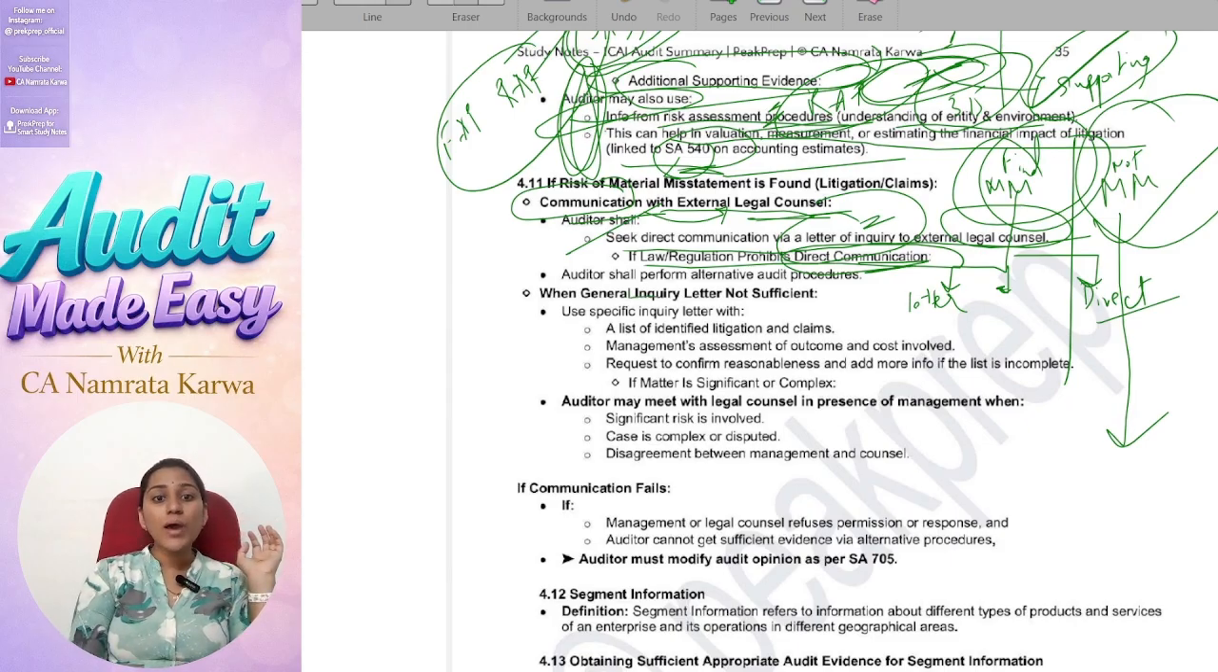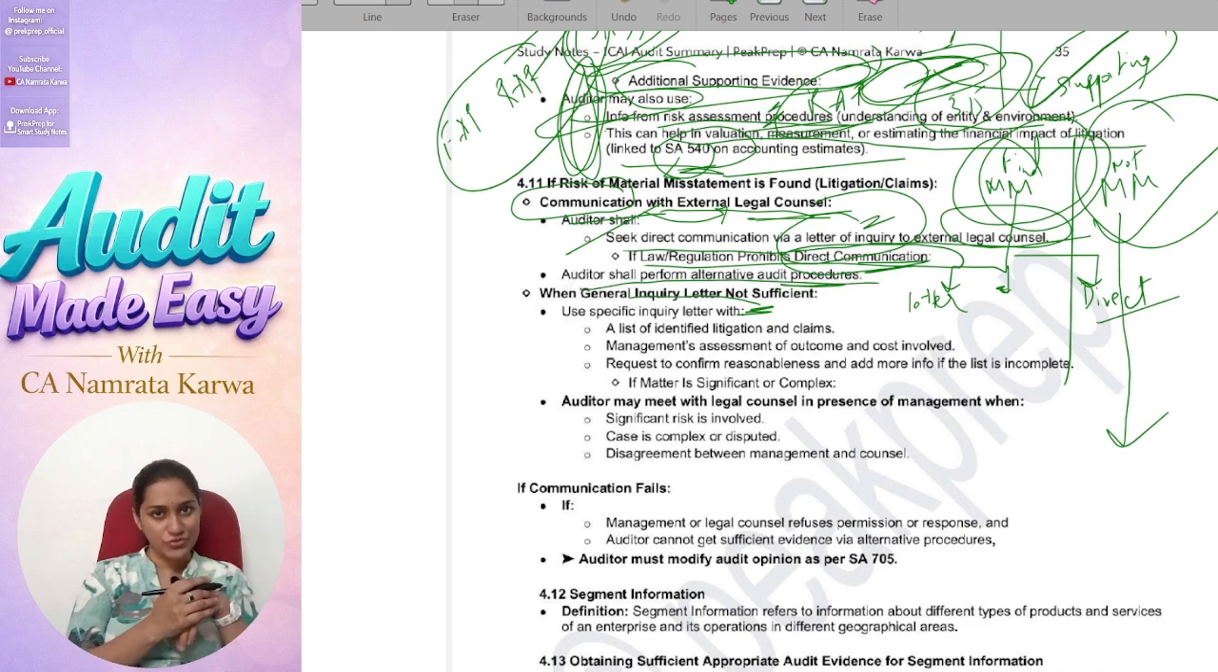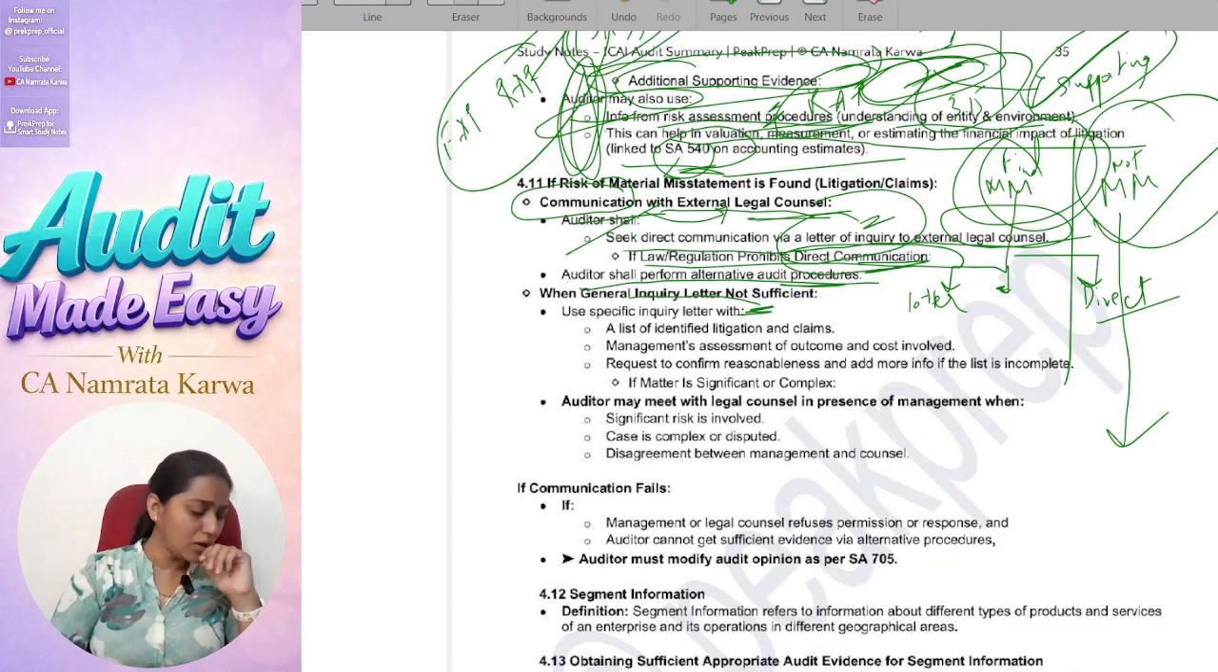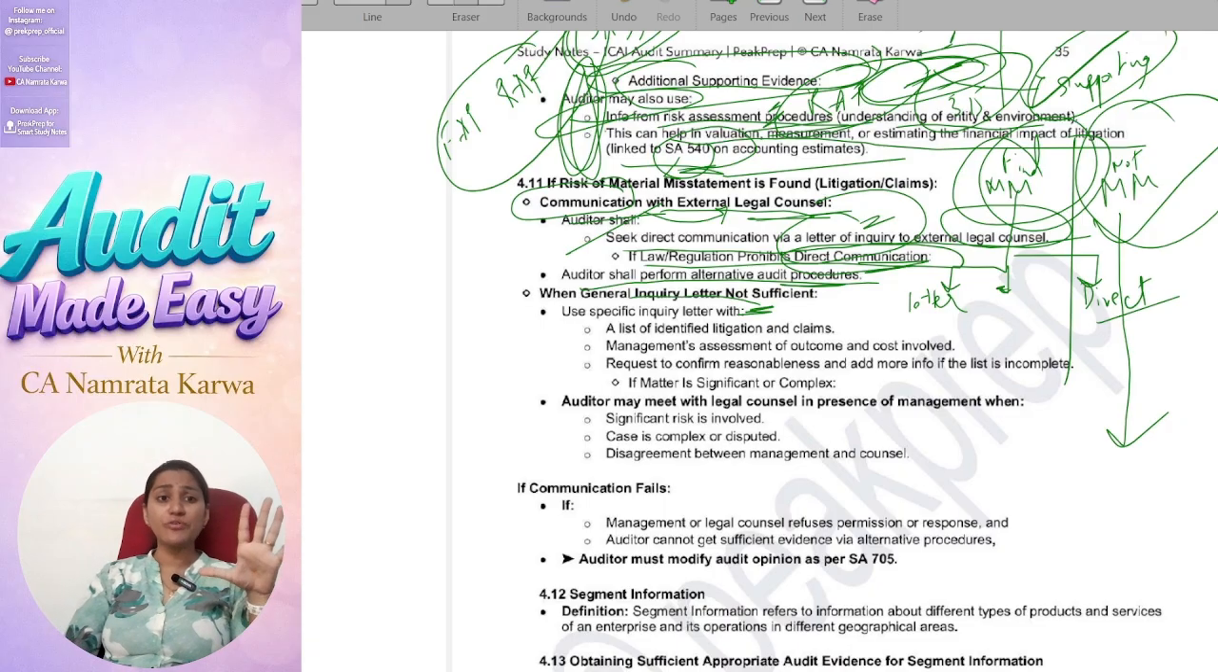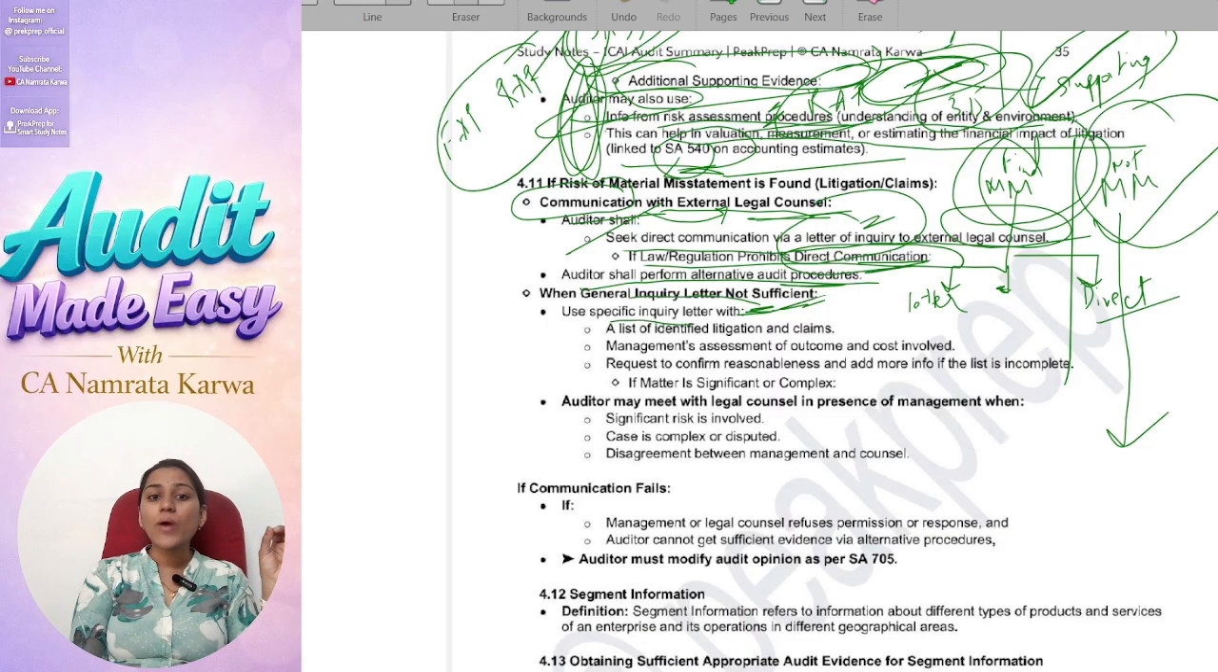When a general inquiry letter is not sufficient, okay, I missed one point. The auditor may also perform alternate audit procedures. Then, when a general inquiry letter is not sufficient, use a specific inquiry letter. Okay, there is a pro forma.